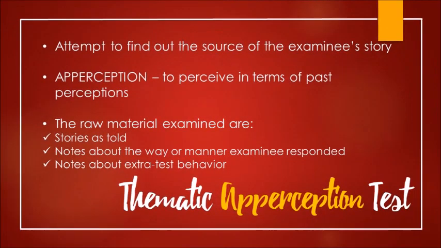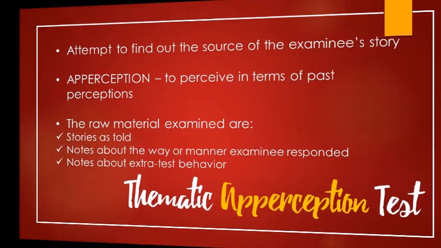As I've said, the TAT attempts to find out the source of the examinee's story. When we say apperception, it refers to perception in terms of past perceptions. So, it kind of tells us that however we perceive something, it's always a product of everything that we have learned in the past and everything we have assimilated from our experiences in the past and how we perceived our experiences in the past. So the raw material examined are the stories as they are told by the test takers, the notes about the manner in which the examinee responded, and notes about extra test behavior.